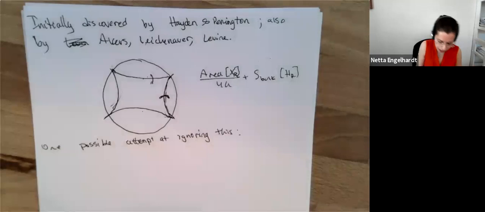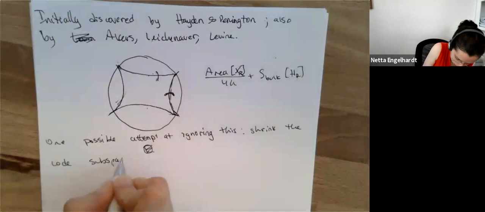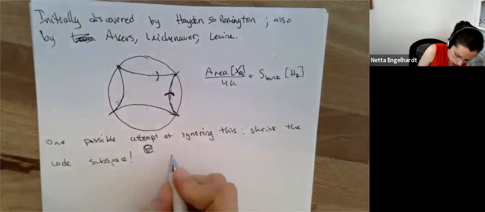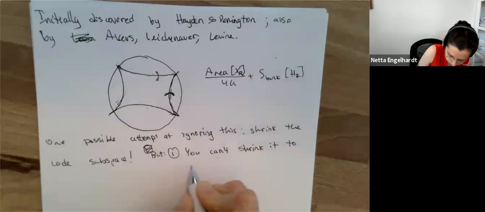Well, you could say, let's shrink the code subspace. But there's a limit to how much you can shrink it. You can't shrink it to be trivial. Why can't you shrink the code subspace to be trivial?